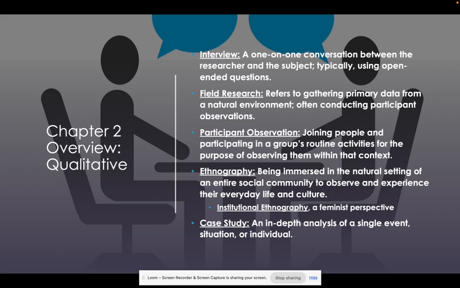And then finally, a case study is an in-depth analysis of a single event, situation, or individual. And again, for our in-person session this week, depending on what you all decide, I might talk about one of my research projects where I conduct a case study, and you can get a better understanding of what that looks like in real life.